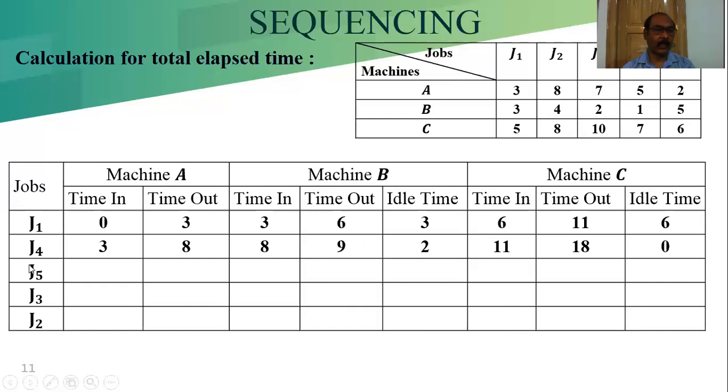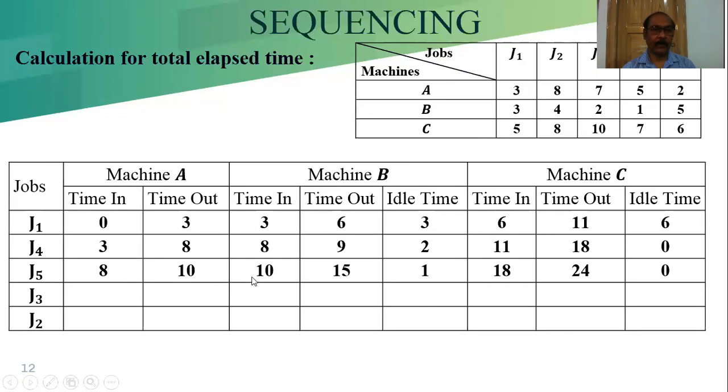Now we calculate the job 5 processing through machine A, machine B and machine C. At the same time, we have to calculate the idle time. Now we can start job 5 in machine A in the 8th hour. Job 5 execution time in machine A is 2 hours, so it would be completed by the 10th hour. And again, job 4 completed in machine B in the 9th hour.